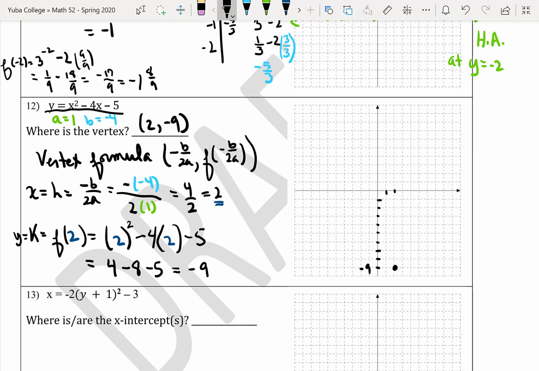I want to figure out what my x-intercepts are. My x-intercepts occur when my y value is 0. So for my x-intercepts, we're going to let y equal 0. We have x squared minus 4x plus 5 equals 0.